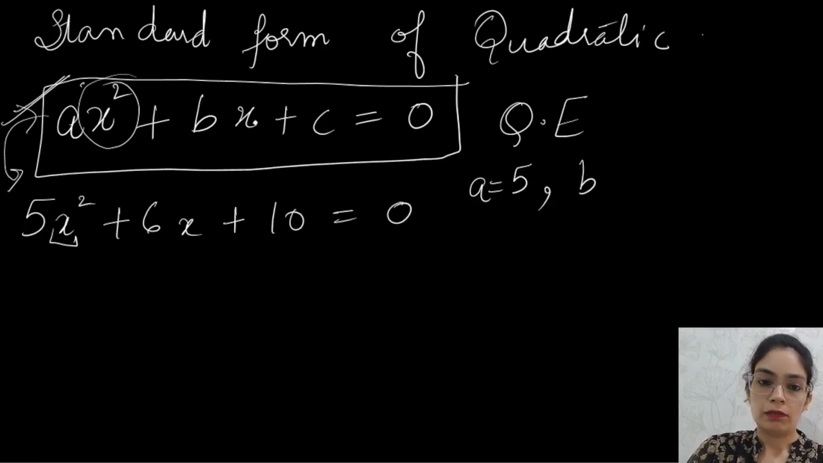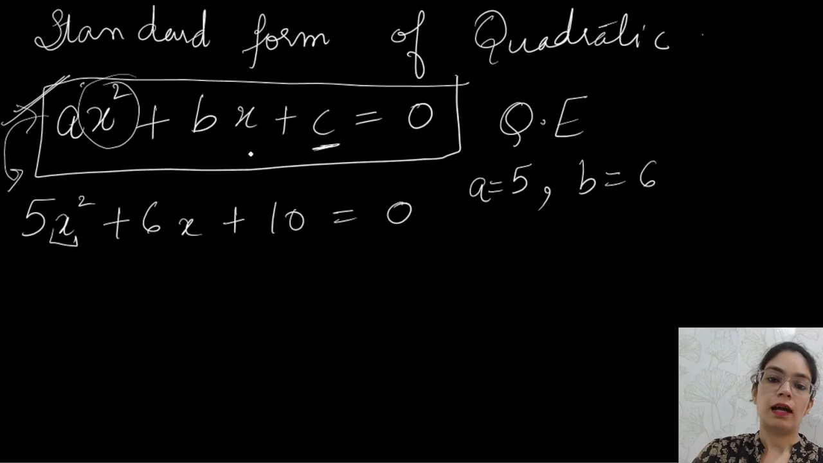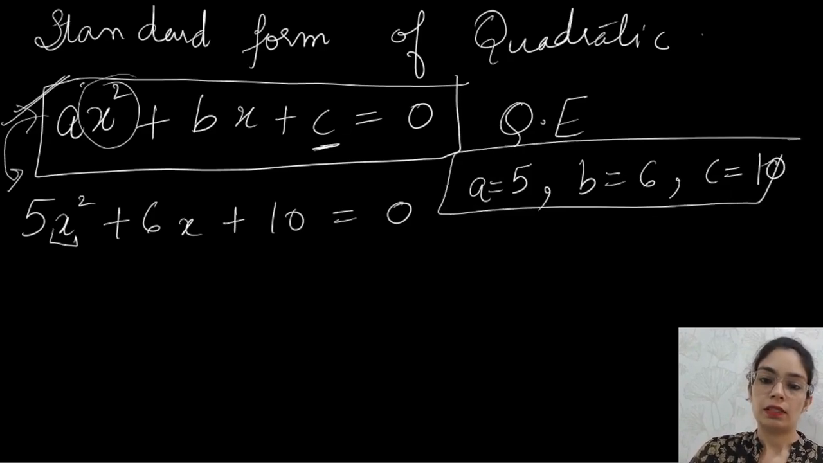B is the number written next to x, so b is the coefficient of x. Here the value of b is 6. This is the constant term, which doesn't have any variable. So from this equation the value of c is 10. This equation is of the form ax square plus bx plus c equals 0, which means it is an example of a quadratic equation.